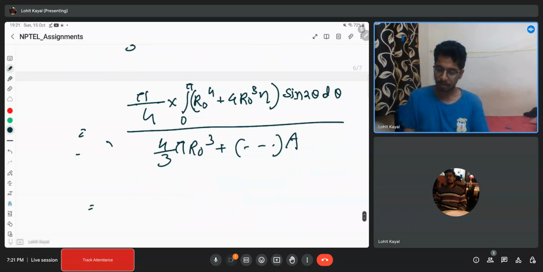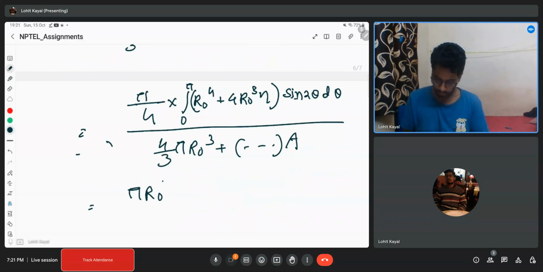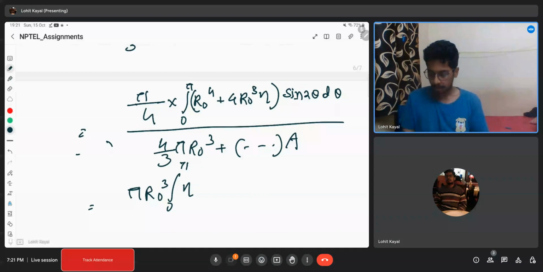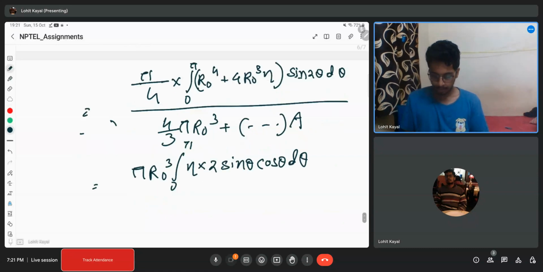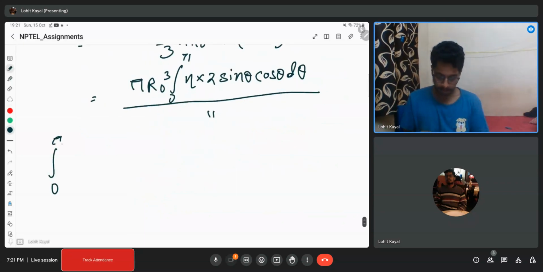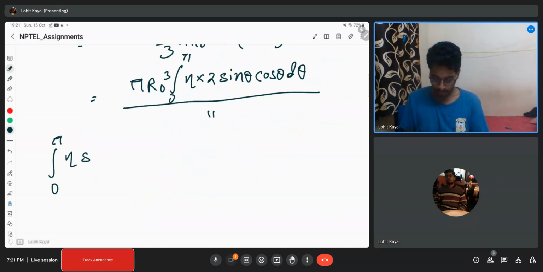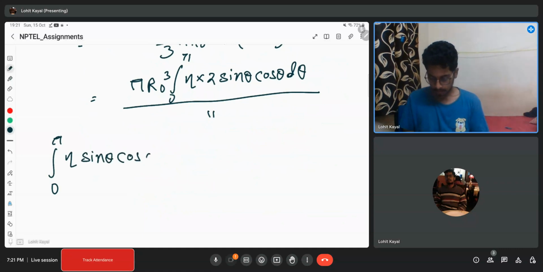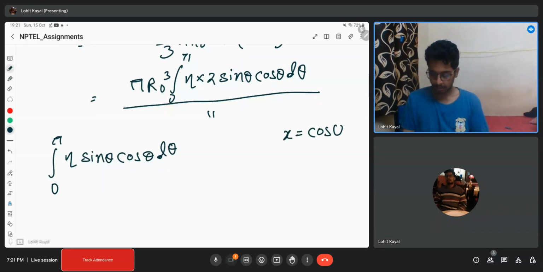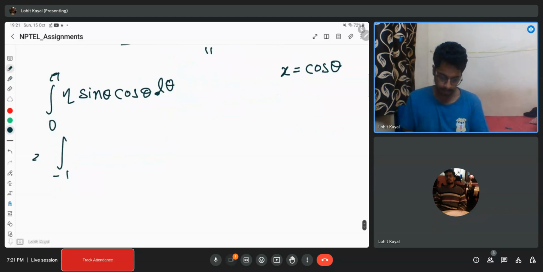Because the integration of sine 2 theta d theta from 0 to pi will be 0. So now we will get pi r naught cube times the integral 0 to pi of eta. Now let's expand sine 2 theta. It will be 2 sine theta cos theta d theta divided by that term. Now let us only focus on this integration: eta sine theta cos theta d theta. Let us again assume that x equal to cos theta. So it will be from minus 1 to 1.